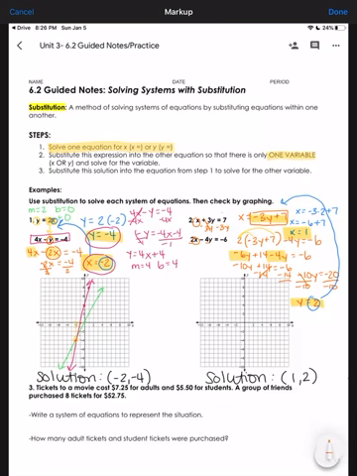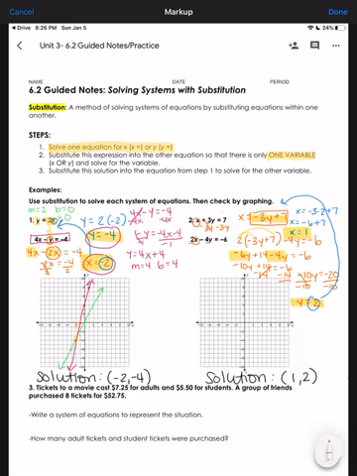Okay. Tickets to a movie cost $7.25 for adults and $5.50 for students. A group of friends purchased 8 tickets for $52.75. So they want us to write a system of equations to represent the situation and then solve how many adult tickets and student tickets were purchased.